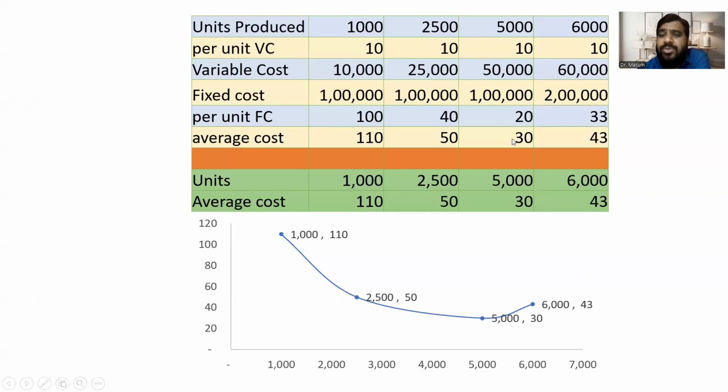Then you cannot produce your additional 1000 units in your factory. You have to think alternatively, maybe outsourcing, or you have to decline to receive the order. So there are a lot of alternatives you have to think.